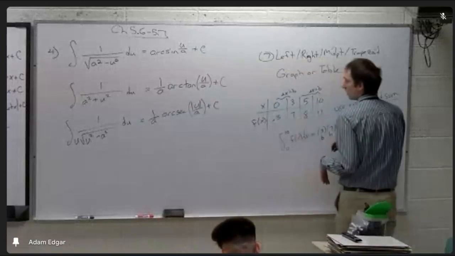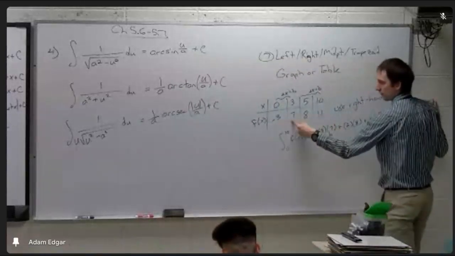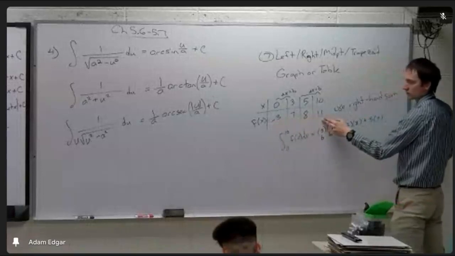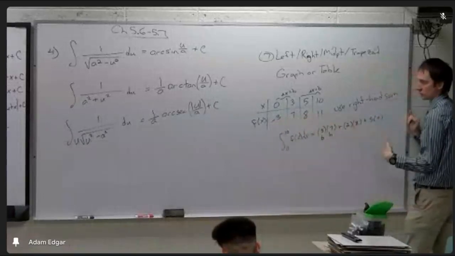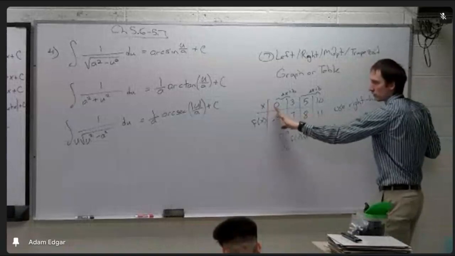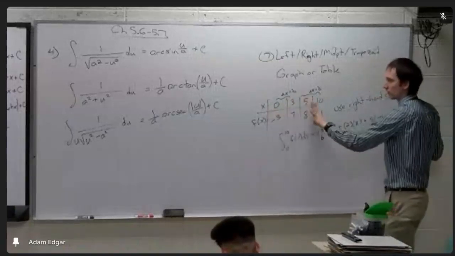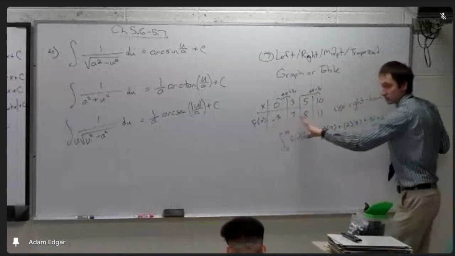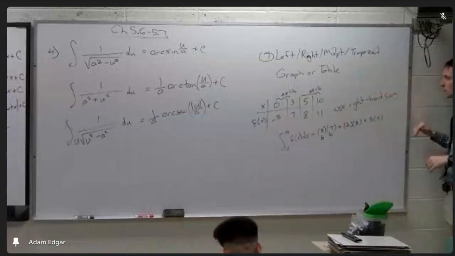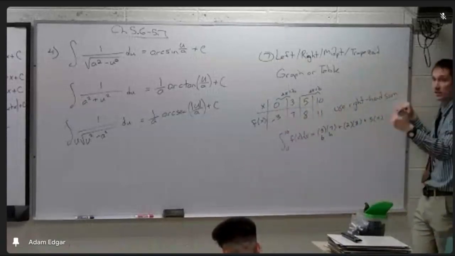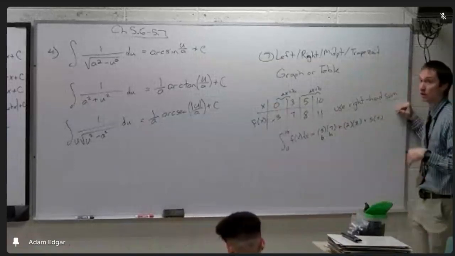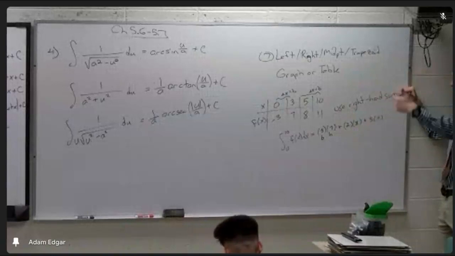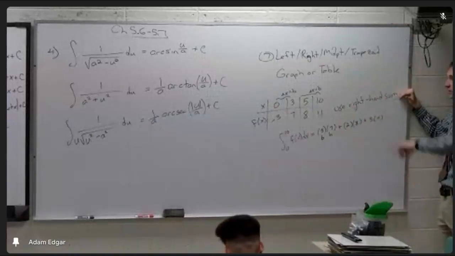So look at these f of x values. Does it look like f of x is increasing or decreasing? It looks like it's always increasing. So let's assume that between 0 and 3, between 3 and 5, and between 5 and 10, that pattern continues, and f of x is always increasing. Is the right-hand sum an overestimate or an underestimate? Overestimate. So increasing means right hand is an overestimate and left hand is an underestimate. Decreasing switches that.